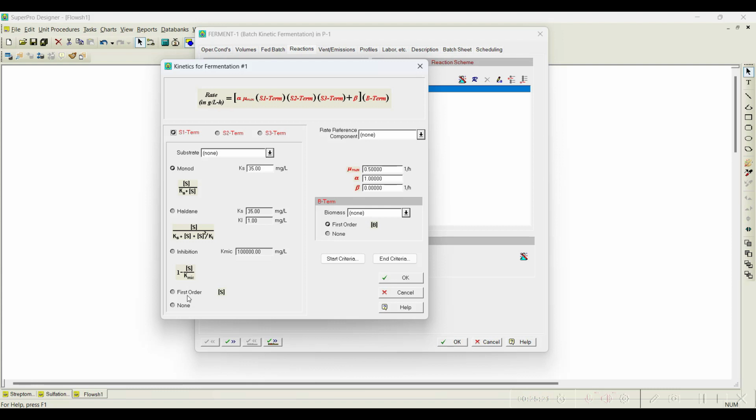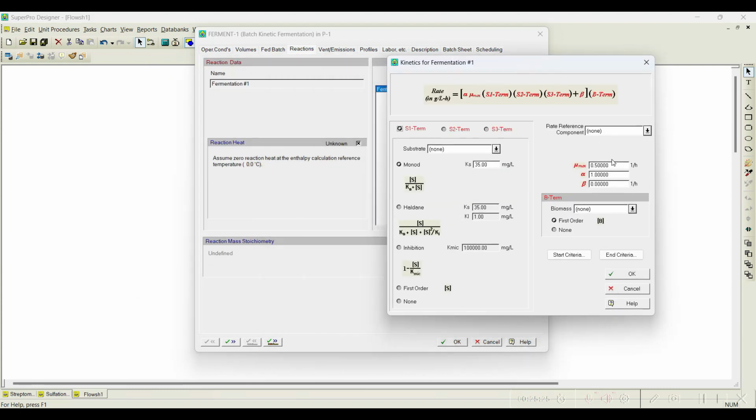If it is just first order, we assume first order. Here we have, for example, mu max, alpha, beta, and the Luedeking-Piret equation, which is used to represent mixed growth inhibition and growth-dependent, non-growth-associated components. All these advanced options are available in the batch kinetic fermentation. These were not available when we saw the react operation.